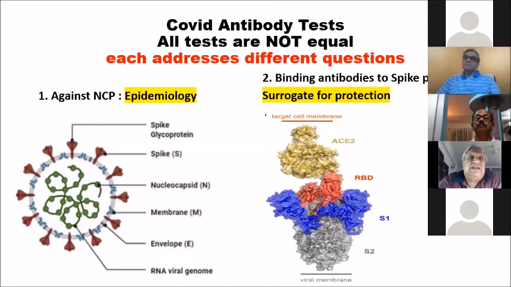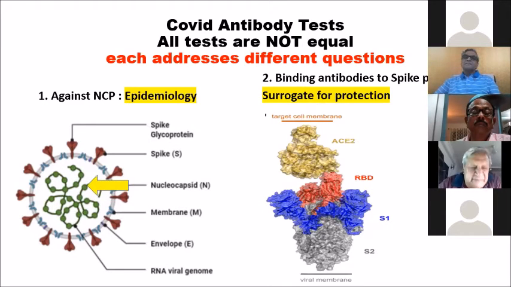But if you want to study whether a person has been exposed to the virus or not, then detecting total antibodies to nucleocapsid protein could be used for epidemiology, because the virus is novel. So most of us do not have any antibodies to it. So when we have any antibody, that means we have had a subclinical infection with the virus. So that is the appropriate time to use nucleocapsid protein. For binding to spike protein, this will be a surrogate for protection.